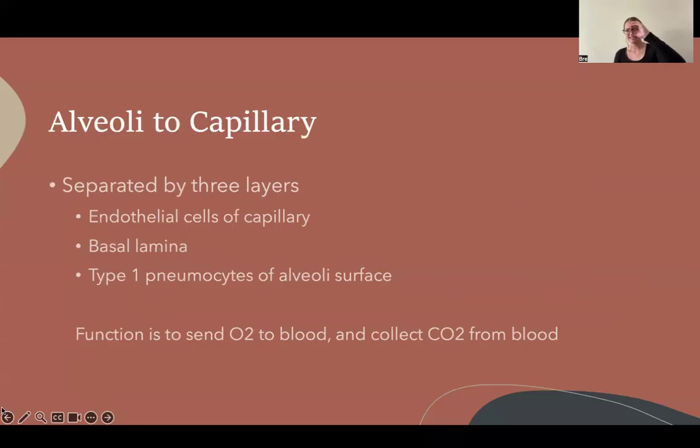Alveoli to capillary. So we already kind of said it. We're talking about that barrier now, right? So here's the alveoli, here's the capillary. The capillary has the blood, the alveoli has the air. And we want to get the O2 from here into the capillaries and the CO2 from the capillaries into here so they can push it out. Now, this layer in between right here is three layers. You have the endothelial cells of the capillary, so the capillary walls. You have the basal lamina that we talked about, and then you have the type 1 pneumocytes of the alveolar surface. And we're just saying type 1 pneumocytes because that makes up the majority of the surface. And that's the normal layer that it has to get through.